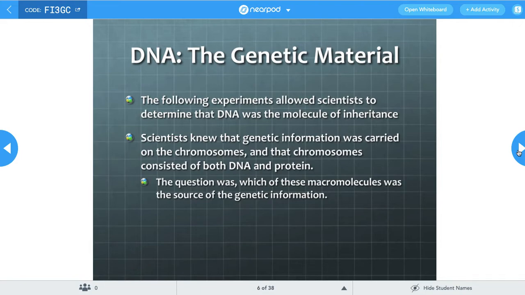And of those chromosomes, we knew that they were made up of two things, proteins and DNA. The question was, which one of those was the source of genetic material to pass to offspring? That was one of the things that we didn't really know. And so as we go through, these studies support one over the other.